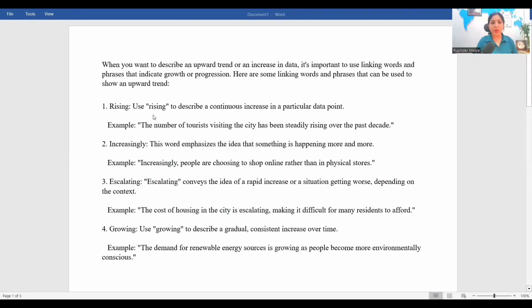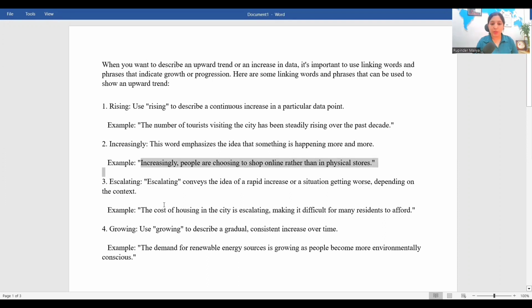Here is a list of some more linking words which we can read, which we can use in the Task 1. First one is rising. Like we use rising to describe a continuous increase in a particular data point. Like the number of tourists visiting the city has been steadily rising over the past decade. Then increasingly, people are choosing to shop online rather than in physical stores.